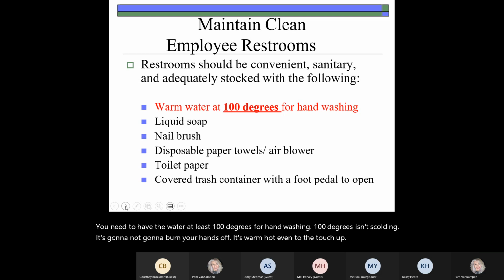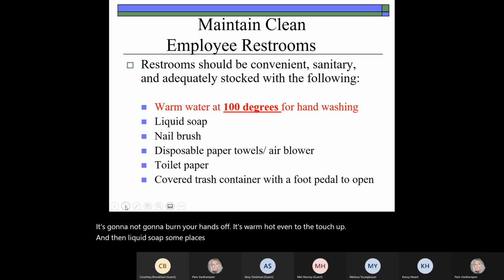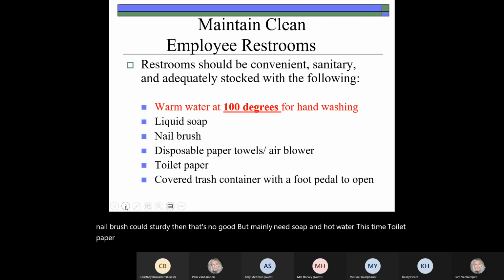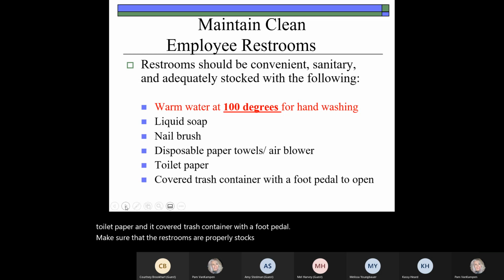And then liquid soap. Some places have nail brushes. You know, there's differing degrees about that because if that nail brush gets dirty, then that's no good. But mainly need soap and hot water, toilet paper, and a covered trash container with a foot pedal. Make sure that the restrooms are properly stocked so there's adequate toilet paper and paper towel.